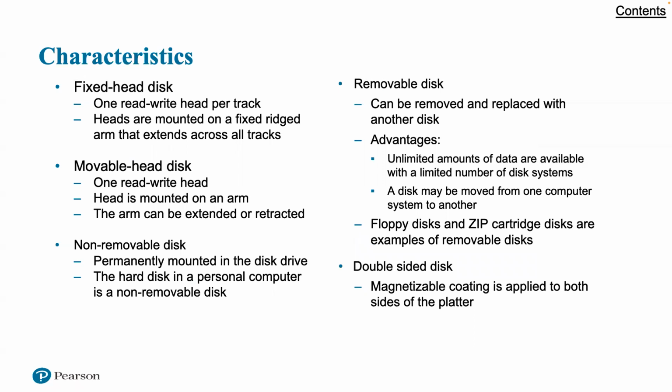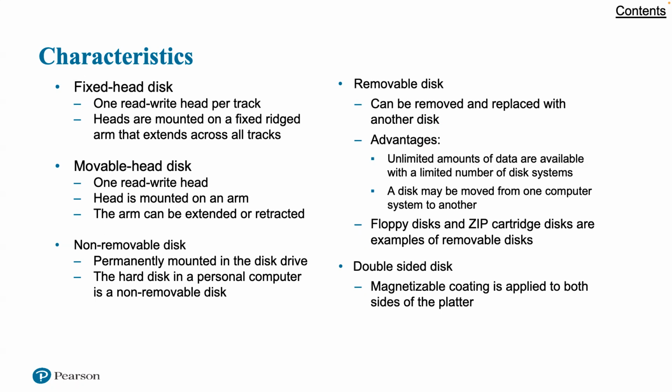In a movable head disk, there is only one read-write head. Again, the head is mounted on the arm. Because the head must be able to position above any track, the arm can be extended or retracted for this purpose. The disk itself is mounted on a disk drive, which consists of an arm, a spindle that rotates the disk, and the electronics needed for input and output of binary data.